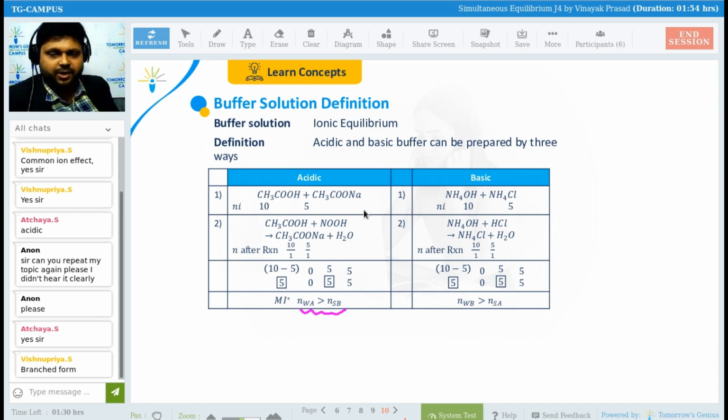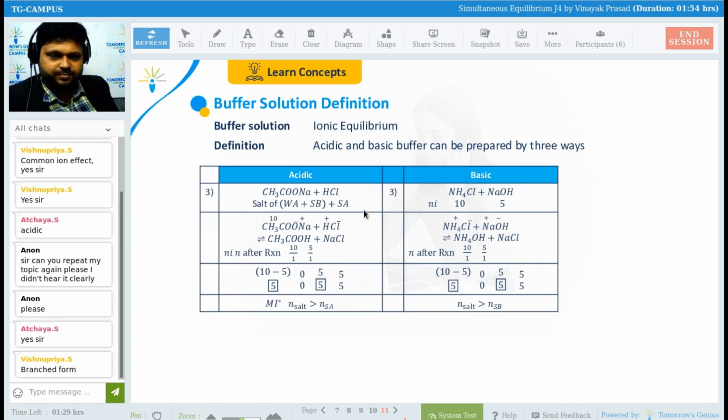Any problem? No. Here you can see we have NH4OH, and NH4Cl also, right? NH4OH and NH4Cl. So finally we are getting acidic and basic buffers. How they are combining and how we are getting these buffer solutions, you can see here, right?